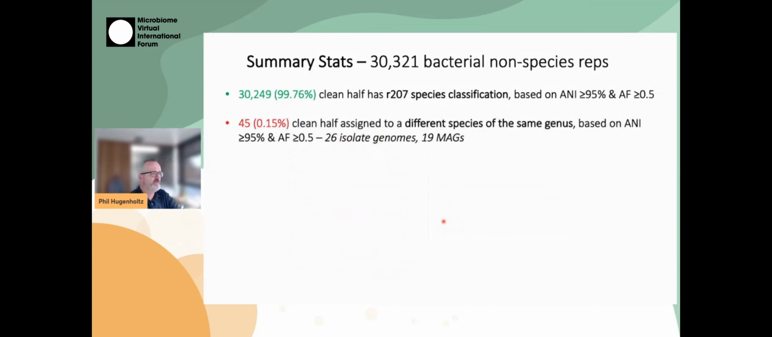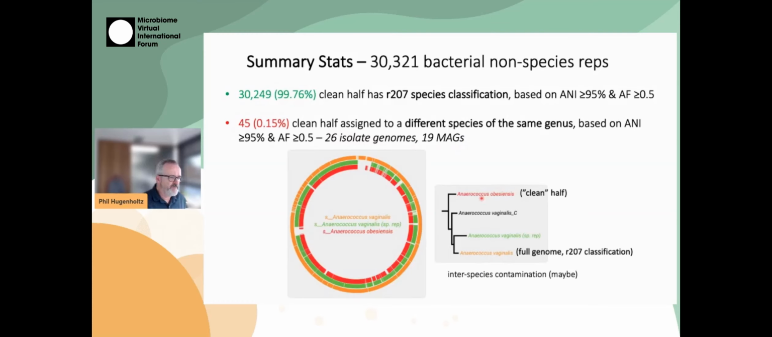But that was insufficient to move this genome out of the valence of the representative sequence. Then we had just a few that were assigned to a different species based on the ANI. For breakdown, 26 of them are isolate genomes and 19 of them are MAGs. Here's an example. With the full genome, this organism was within the valence of the representative for Anaerococcus vaginalis. Once that was removed to the so-called clean half, it was now within the valence of a different species within the Anaerococcus genus, Obesiensis.